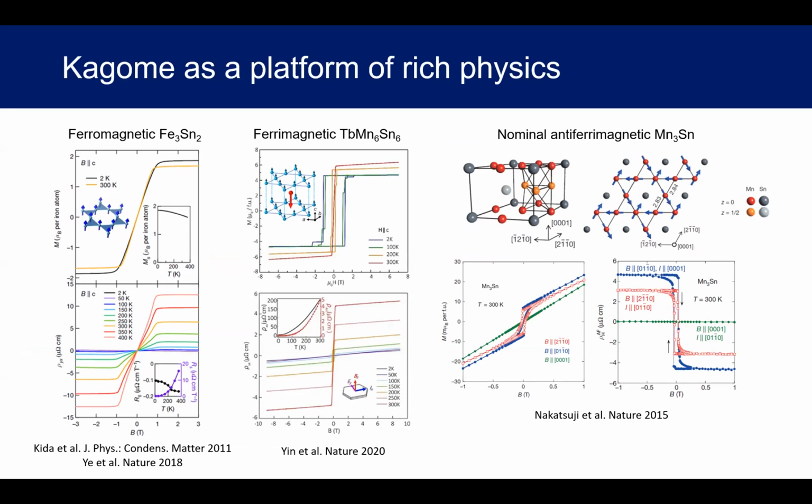With this high tunability, kagome materials have been regarded as a platform for rich physics. For example, in the past several years, people studied the ferromagnetic iron kagome, the ferromagnetic terbium kagome magnet, and the nominally antiferromagnetic manganese kagome magnet. There are very interesting anomalous Hall signals in these compounds, because in these materials there is magnetic order, which breaks time reversal symmetry.